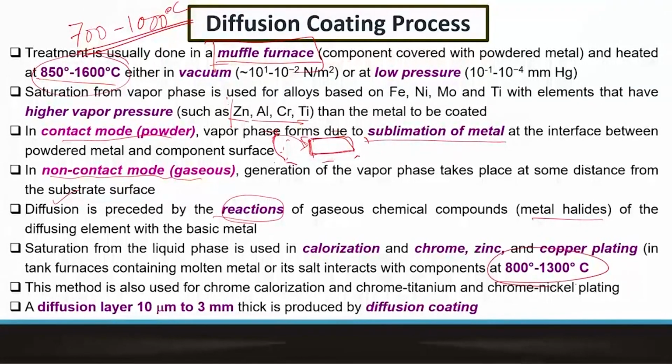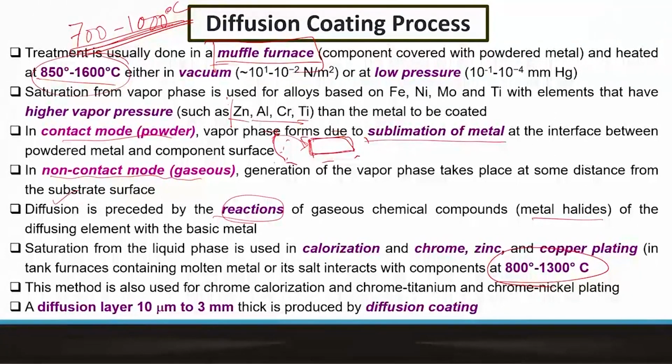As I said, this is the typical temperature range, just about 700 to 1000 degrees, 1100 degrees centigrade, depending on, of course, which component, what thickness we desire, and how much time we can afford to expose to chances of oxidation and so on.